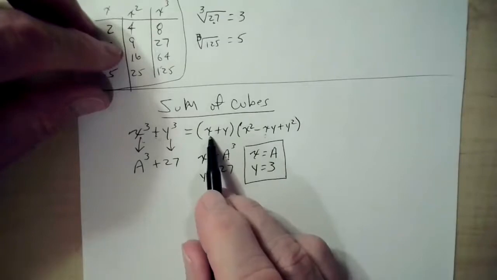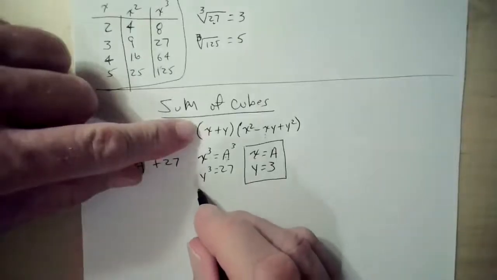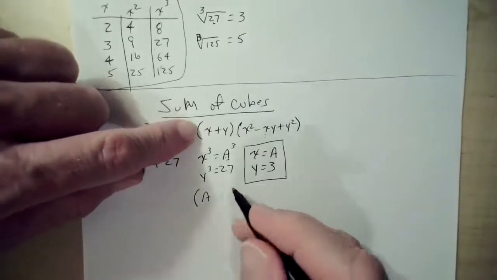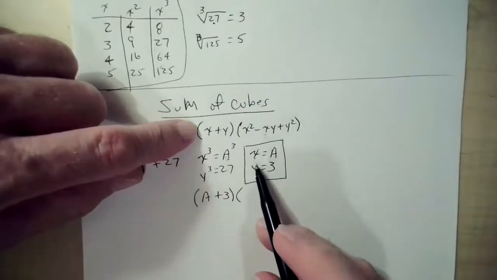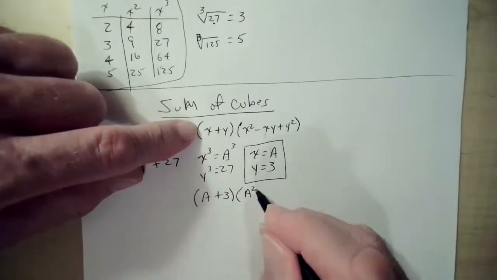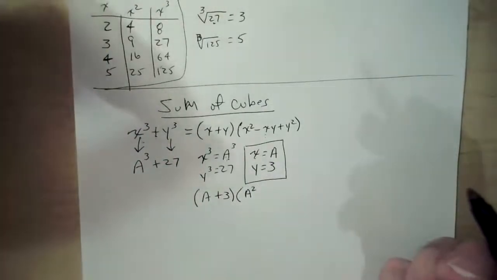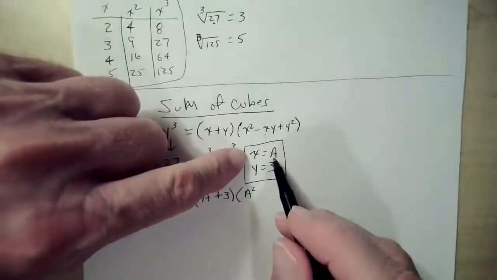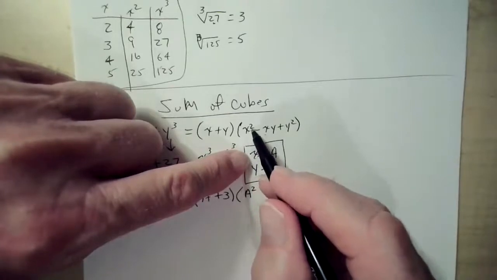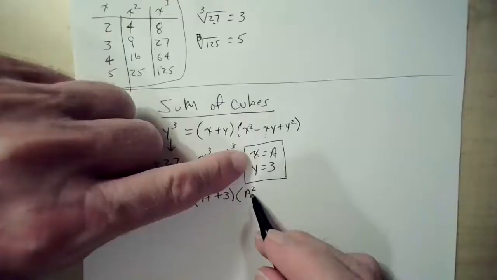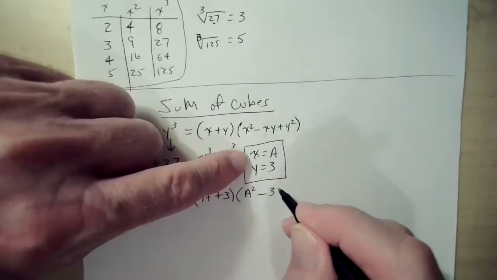As far as I'm concerned, that's the most difficult part of this, figuring that out. But if you break it down like this, now all we have to do is plug in the numbers. x plus y. So what's our x? a. What's our y? 3. x squared is a squared. Remember, x is a. So wherever there's an x, we're going to put an a.